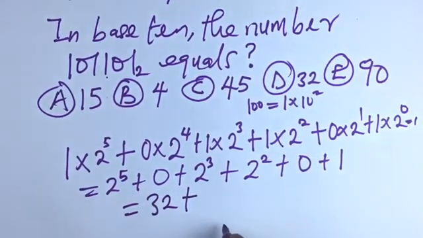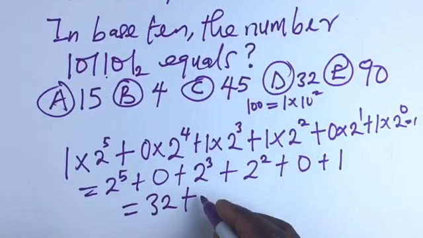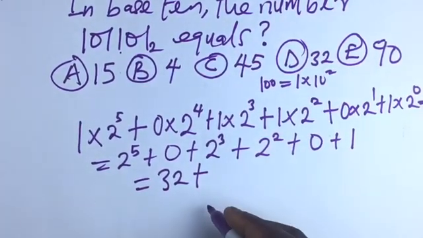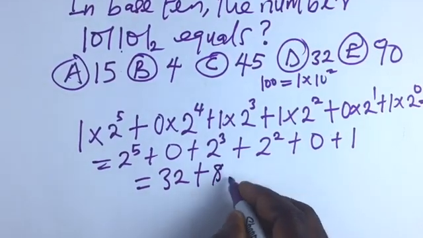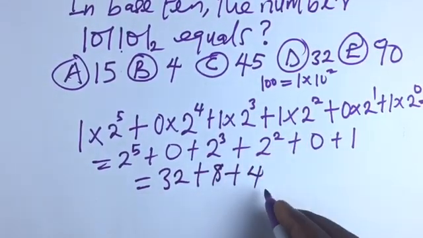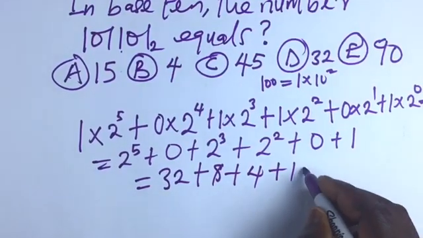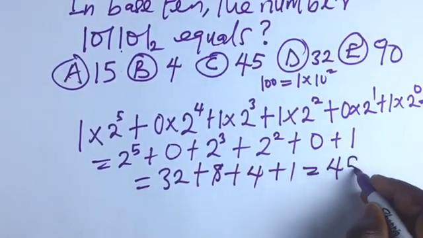Okay, so 2 raised to the power 5 is 32, if you check your calculator, and that means you multiply 2 into 5 places. Same thing, 2 into 3 places: 2 times 2, 4 times 2, that's 8. Plus 4, 2 raised to the power 2 is 4, plus 1. So summing up everything here, I should be having 45.